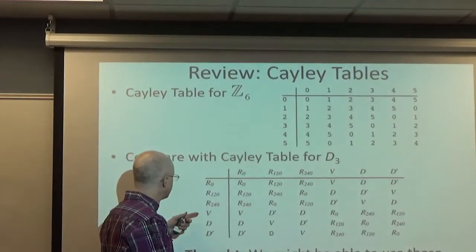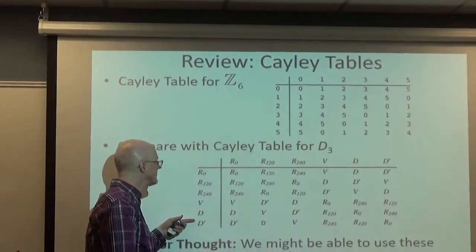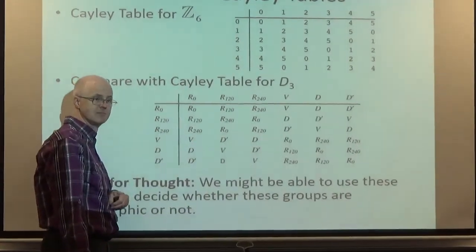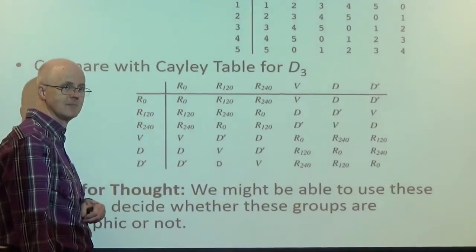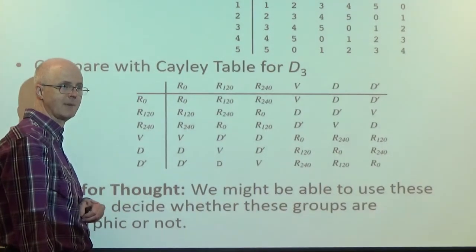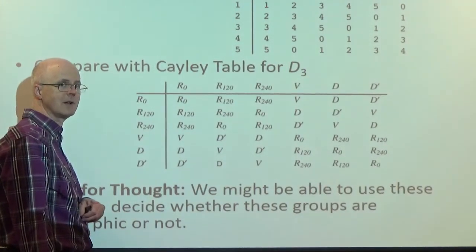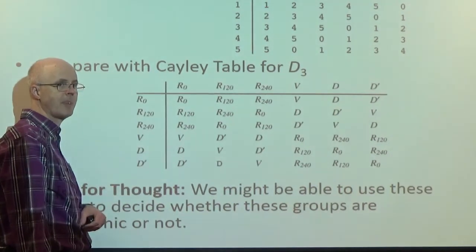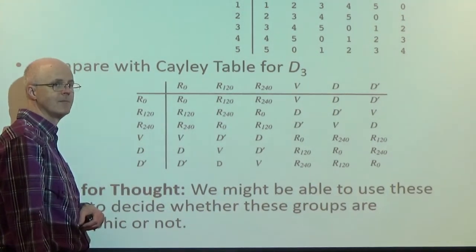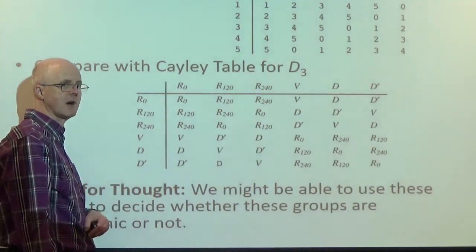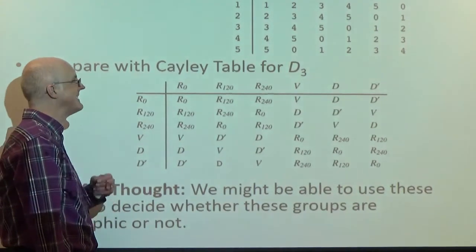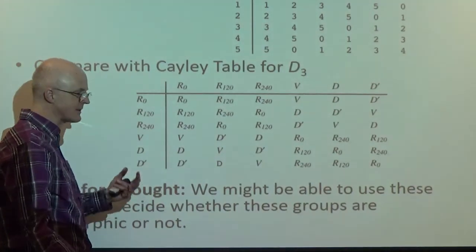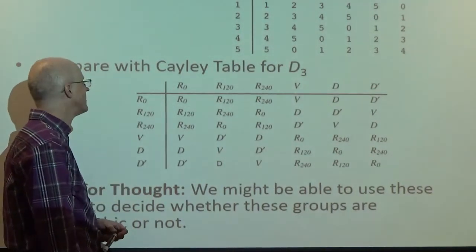Down here, the order of the flips is 2. The order of each non-identity rotation is 3. Right? Think about that. R120 composed with R120 composed with R120 is R0. You need to compose R120, raise it to the 3rd power is the way I should say it, to get back to R0.